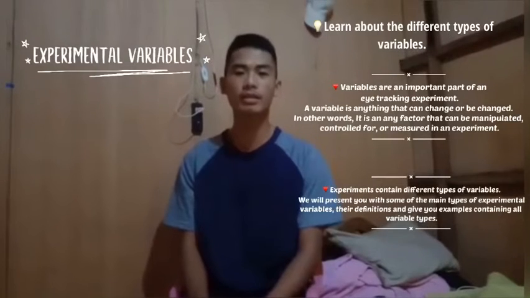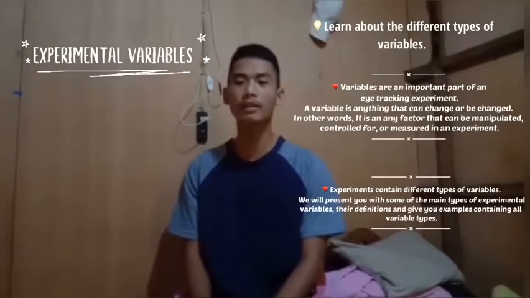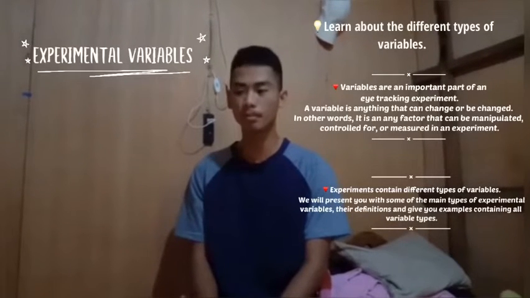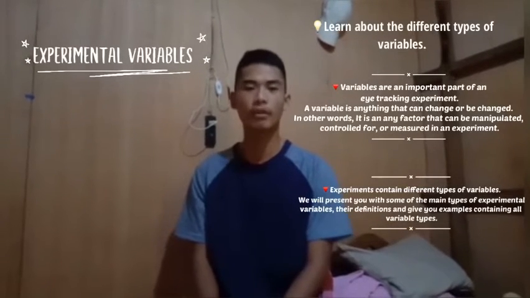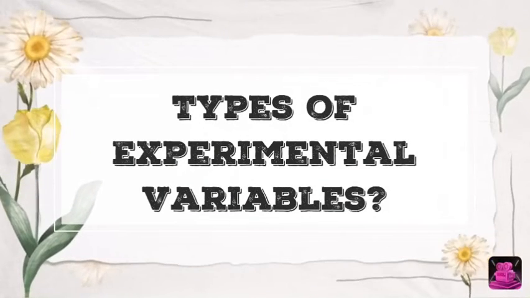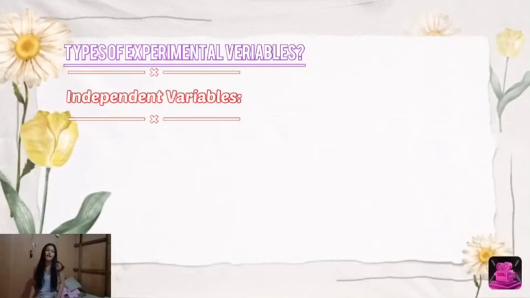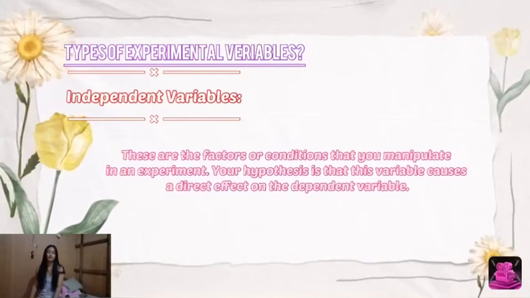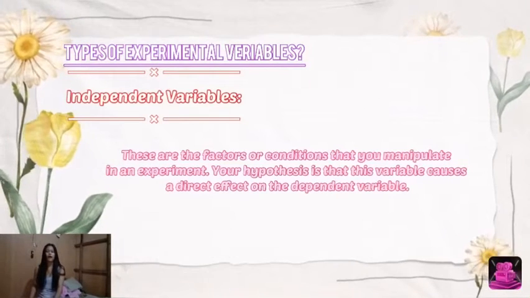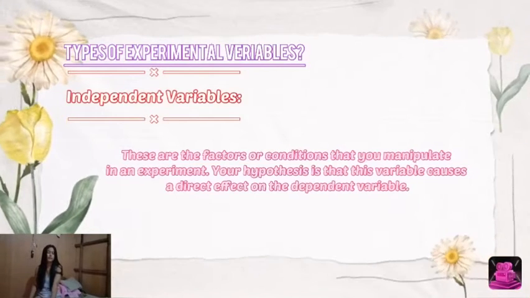Experiments contain different types of variables. We will present you with some of the main types of experimental variables, with definitions and examples of each variable type. These are the types of experimental variables. Independent variables. These are the factors or conditions that you manipulate in an experiment. Your hypothesis is that these variables cause a direct effect on the dependent variables.